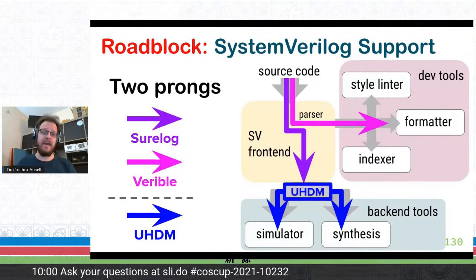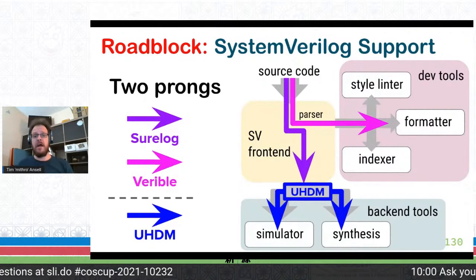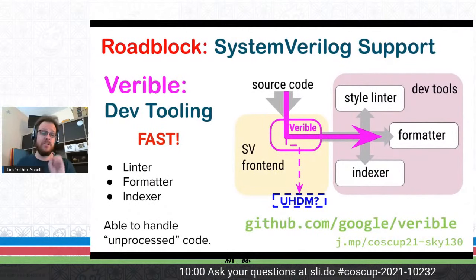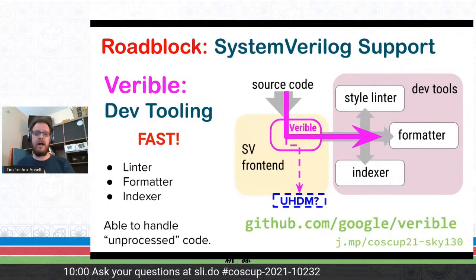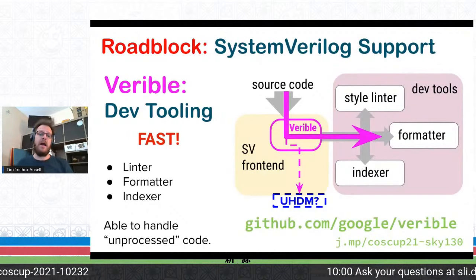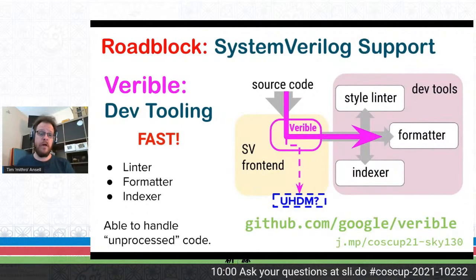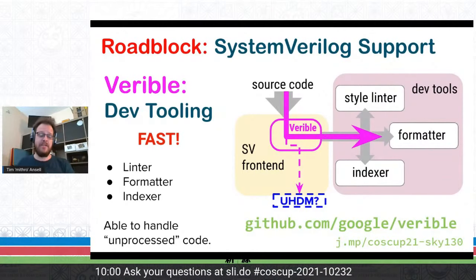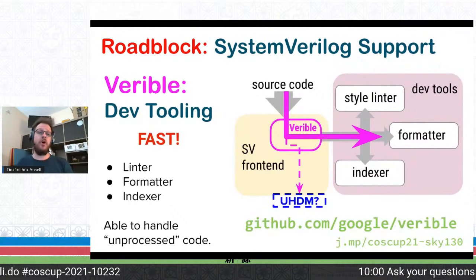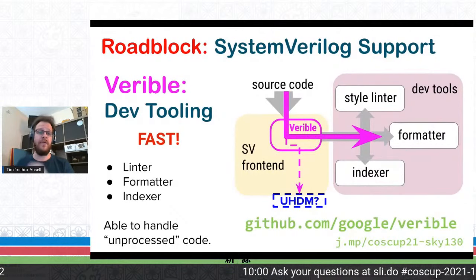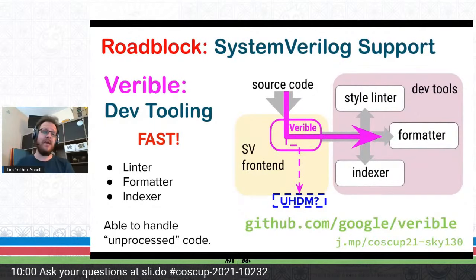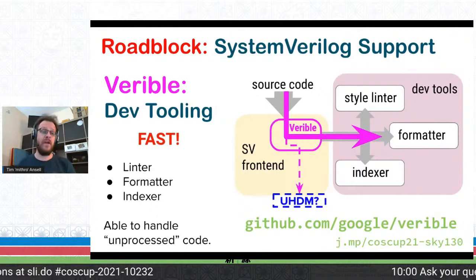And we actually ended up taking a two-prong approach to this. It turns out that if you want developer tools, you actually need a different style of tool than if you want a synthesis or simulation engine. So for SystemVerilog developer tooling, we released a project called Verible, and I actually haven't updated the link here, but it's been transferred from Google to the CHIPS Alliance. And it has a linter, it has a code formatter, think like clang-format, and it also has tooling for doing things like indexing and cross-referencing your SystemVerilog code.